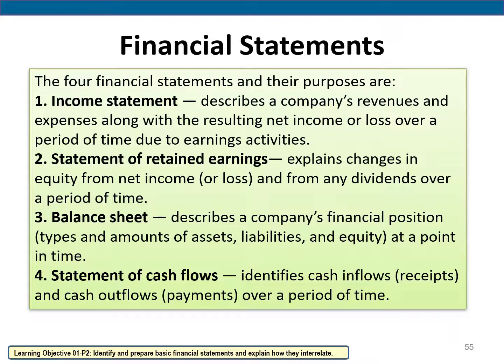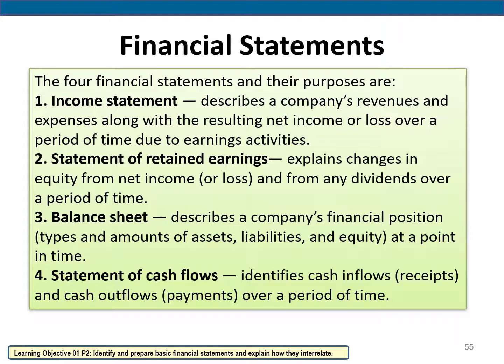So the income statement describes the company's revenues and expenses and computes the resulting net income or net loss for a period of time, which is typically a month, a quarter, or a year. The statement of retained earnings explains changes in equity from net income and from any dividends that are paid over a period of time as well. So that could be a month, a quarter, a year.